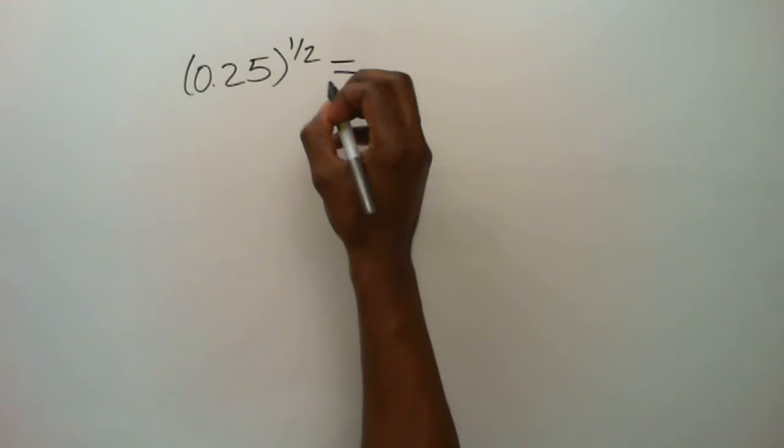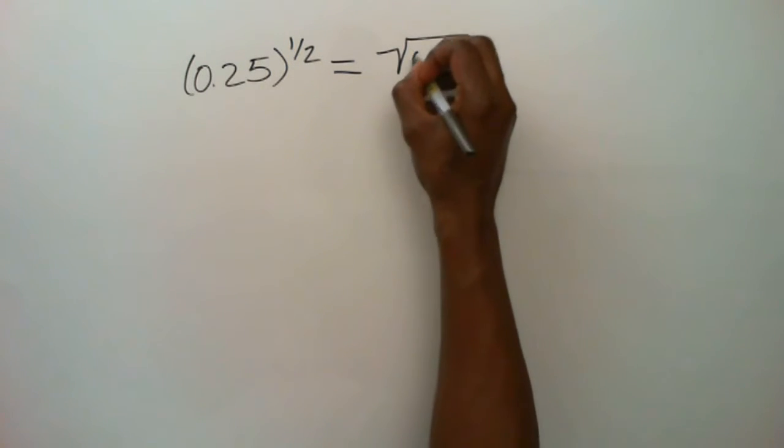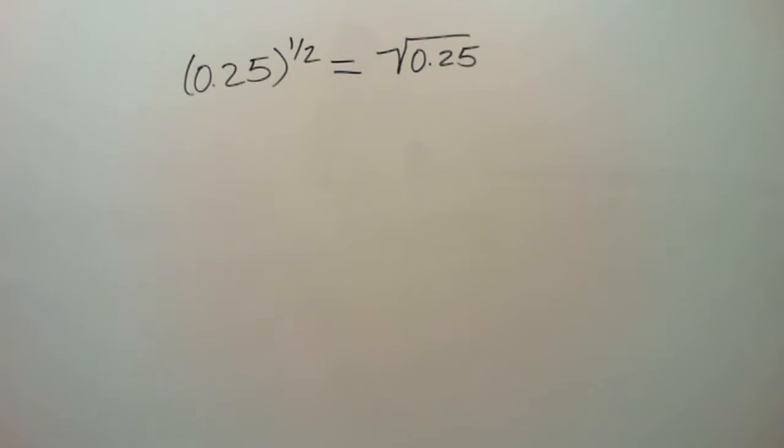Let's solve 0.25 to the 1/2 power. Remember, 0.25 to the 1/2 power is the same as the square root of 0.25. So, to solve this problem, all we really have to do is find the square root of 0.25, which is 0.5.